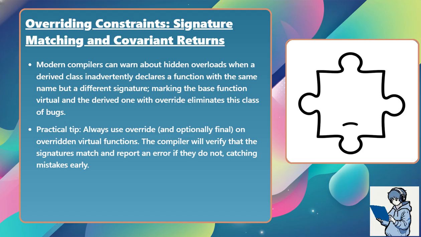Practical tip: always use override and optionally final on overridden virtual functions. The compiler will verify that the signatures match and report an error if they do not, catching mistakes early.